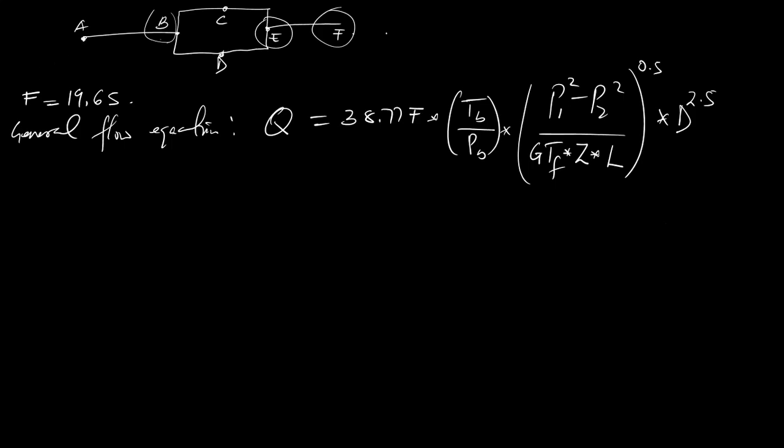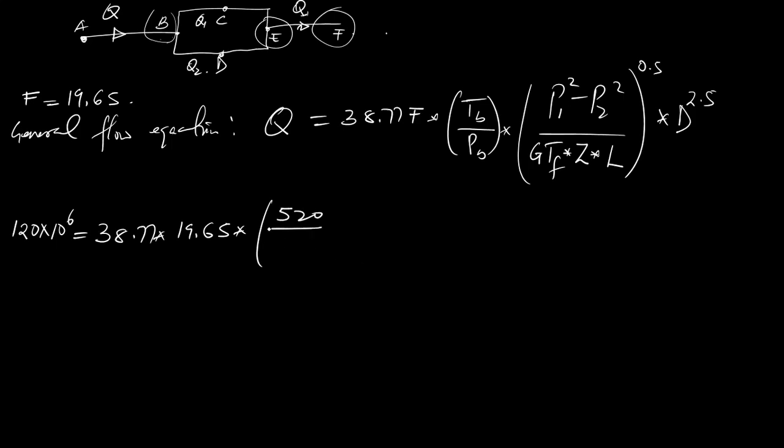Now you have the first segment, points A and B. We know the flow rate Q. For this segment, the Q is 120 times 10 raised to power 6, which is equal to 38.77 times the transmission factor 19.65 times the base temperature 520 divided by 14.73, which is the base pressure, times bracket open.